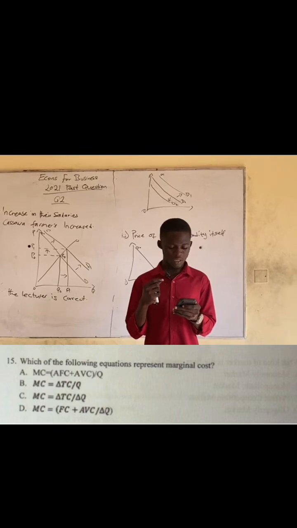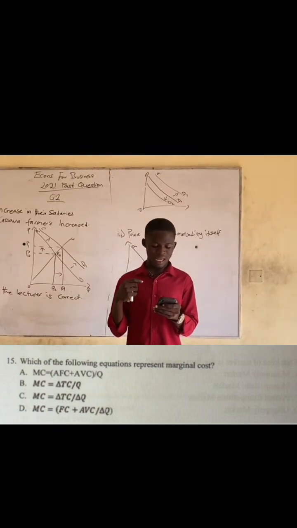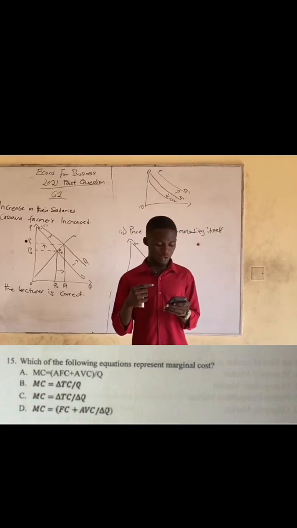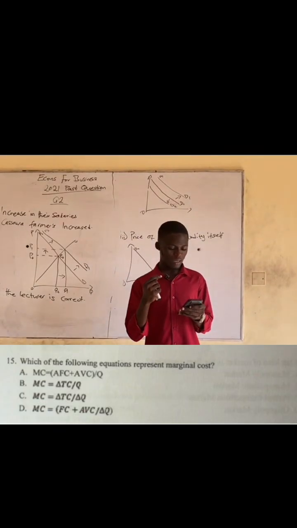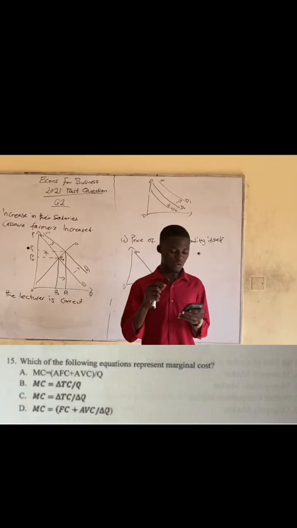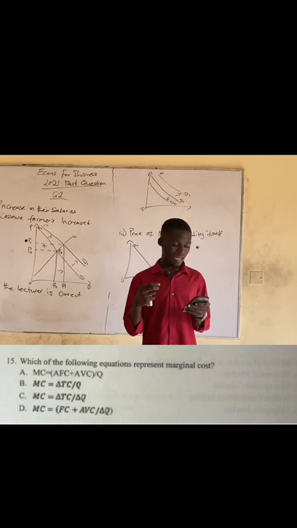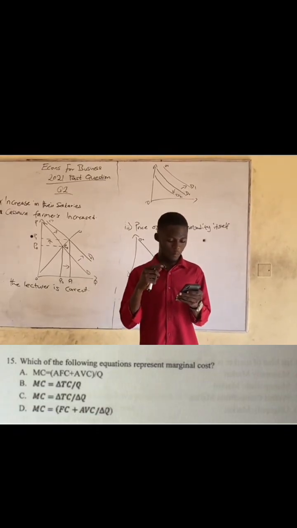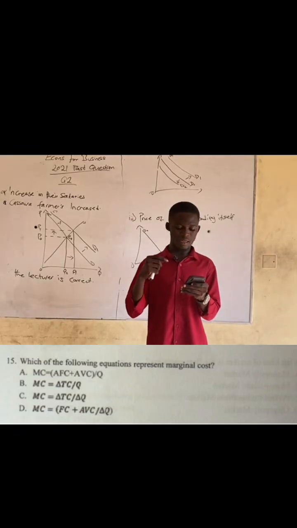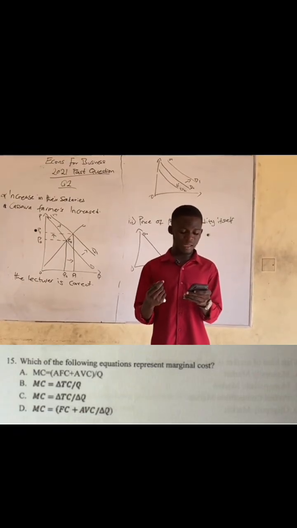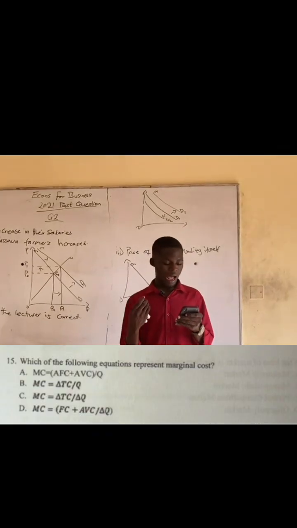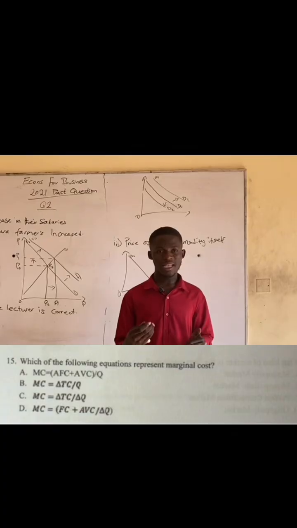A, marginal cost is equal to average fixed cost plus average variable cost divided by quantity. B, marginal cost is equal to change in total cost divided by quantity. C, marginal cost is equal to change in total cost over change in quantity. D, marginal cost is equal to fixed cost plus average variable cost divided by change in quantity. And here we can find the correct answer, which is C. Marginal cost is equal to change in total cost over change in quantity.